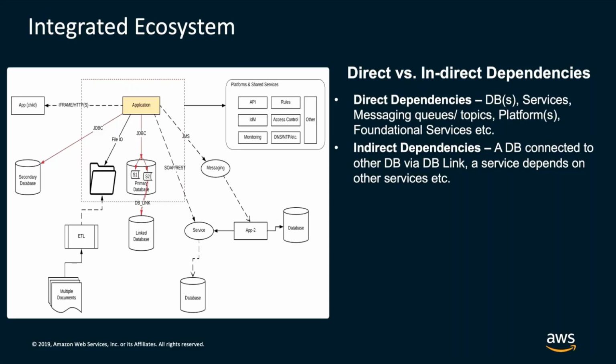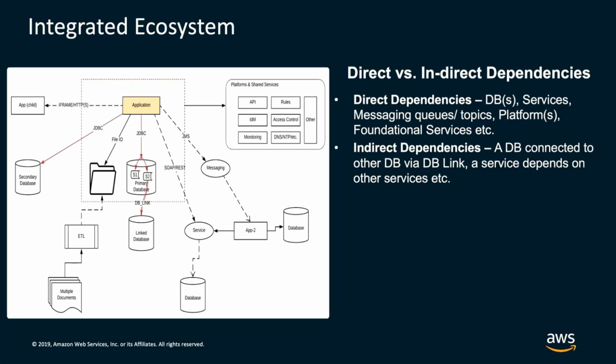When you are planning your cloud migration for this application, you have to make sure that you migrate your application with all of its dependencies. Now, if we think about these dependencies, they are of two different classes. These dependencies are either direct dependencies or indirect dependencies. For example, here the primary database is a direct dependency and the linked database is an indirect dependency.